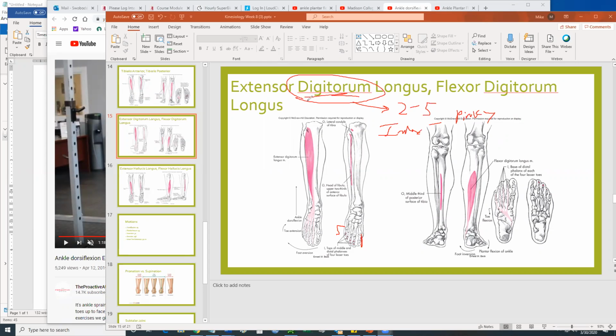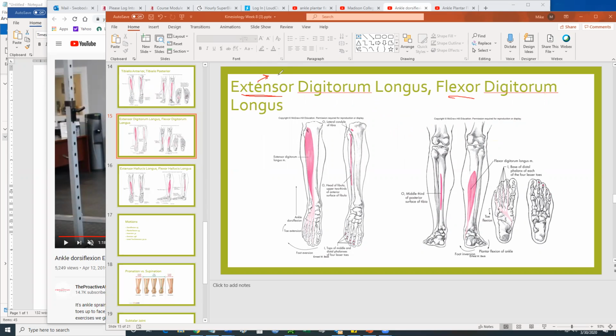What doesn't the digitorum move? Is it the index, the big toe? The big toe, yes. So the big toe does not do anything with the digitorum muscle. Only your second through fifth toe. So index toe to your pinky toe, those are the ones that are moving from a digitorum muscle. And it just tells you exactly what it does. Extensor versus flexor. Extensor is going to raise your toes.